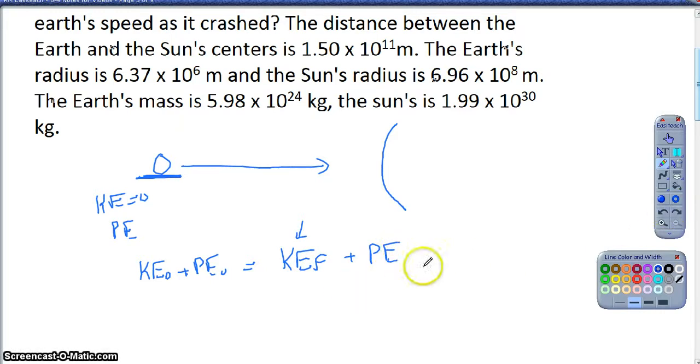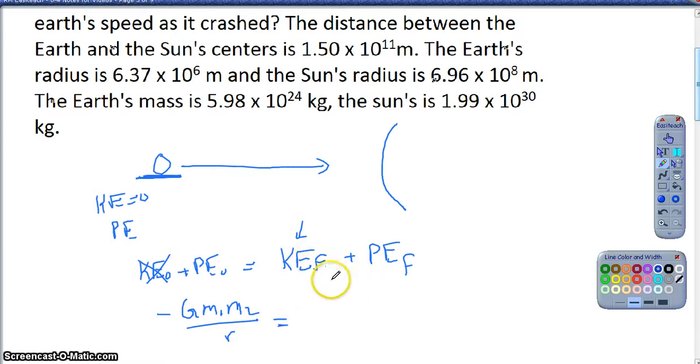Oops, and I used a 0 instead of an F for final. Right, so again, if I'm thinking through, the initial kinetic energy is 0 because the Earth had stopped, right? So it stopped moving. The initial potential energy, well, we've seen that a few times, is negative G m1 m2 over r, right? So there's my initial potential energy. And if I look at the information, they gave me the mass of both the Earth and the Sun, and they gave me the distance from center to center, which would represent my r, right? So I actually have all of those measurements right now.